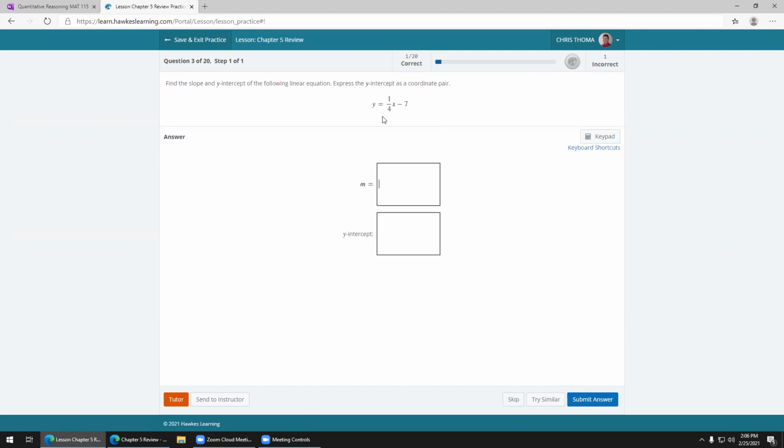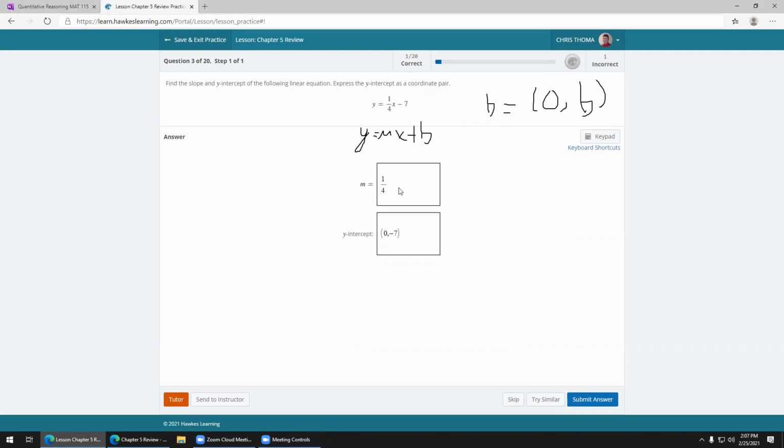So remember, an equation for a line: y equals mx plus b, where b is the point (0, b), also known as the y-intercept, right? By remembering those pieces, m is the slope, which is in front of the x, so that's 1/4. The y-intercept is a point, so you must put it in parentheses. The x value is always 0, comma, whatever the b value is, which in this case is -7.